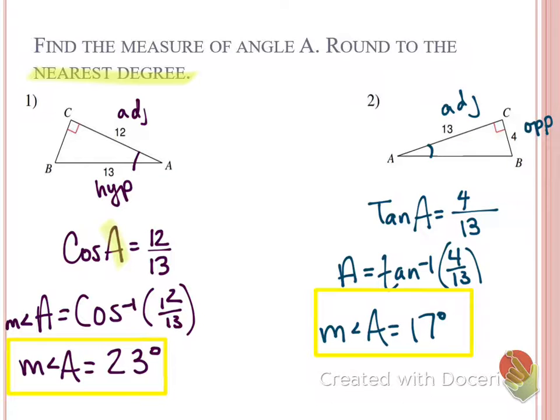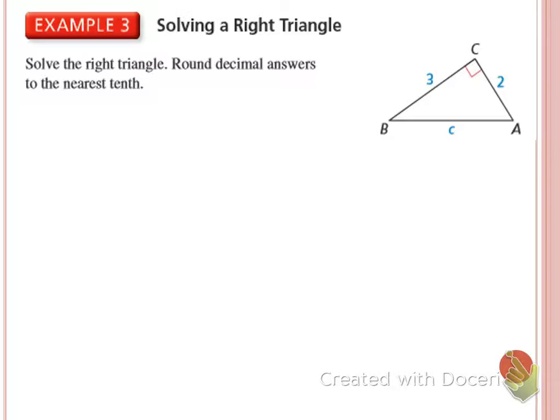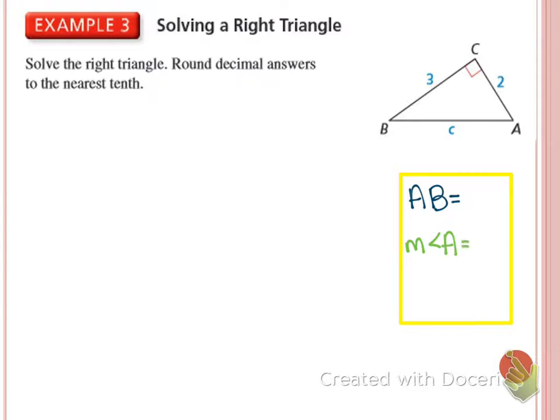All right, so now we're going to level up. All right, this is as hard as they get. Solve the right triangle. Before we start, we're just going to make like a goal here. To solve a right triangle means find all the missing sides and all the missing angles. So we want to find the length of AB. We want to find the measure of angle A. We also want to find the measure of angle B. That's our goal.